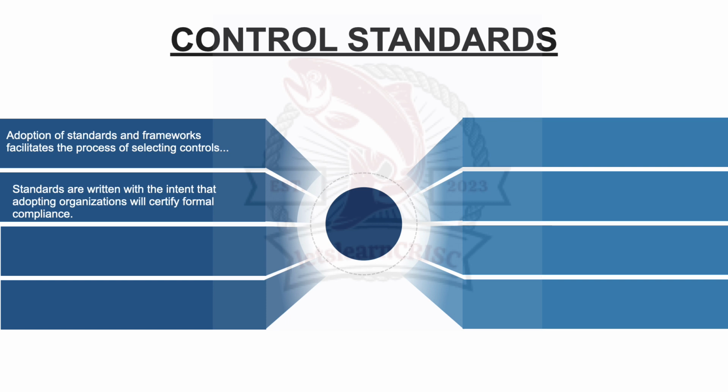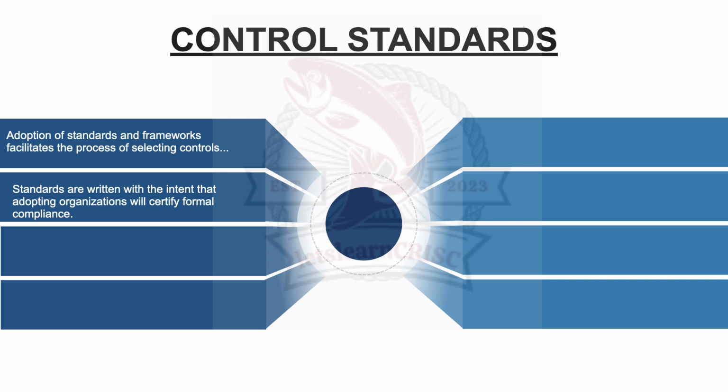Friends, the ultimate goal of adopting standards is to achieve formal compliance. This involves organizations demonstrating that they meet the requirements outlined in the standards through a formal certification process. Friends, certification is often conducted by a third party entity to ensure objectivity and impartiality.